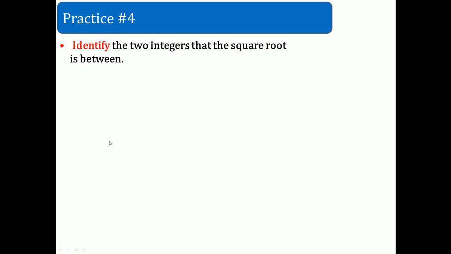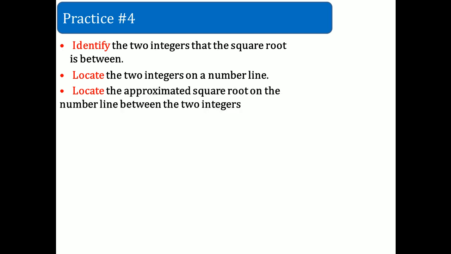The first part was to identify the two integers that the square root is in between. Integers are physically whole numbers. Locate the two integers on a number line. Then you're going to locate the approximate square root on that number line. Then you're going to finally estimate that square root number as an irrational number. The format of the irrational number is going to be a decimal in this case.